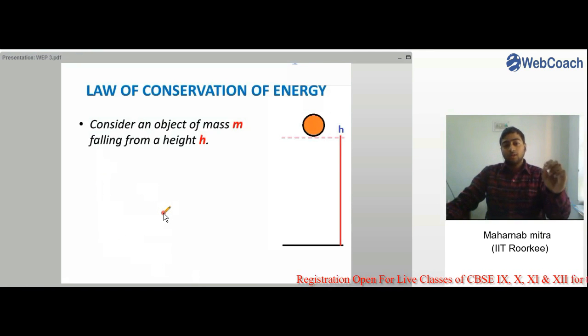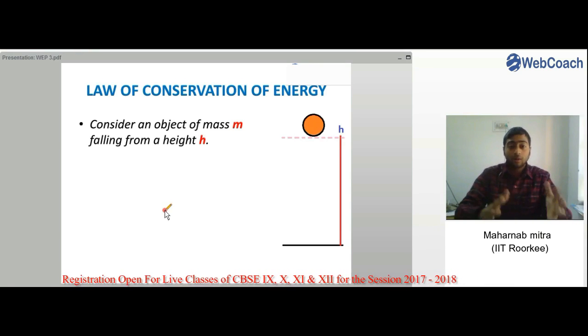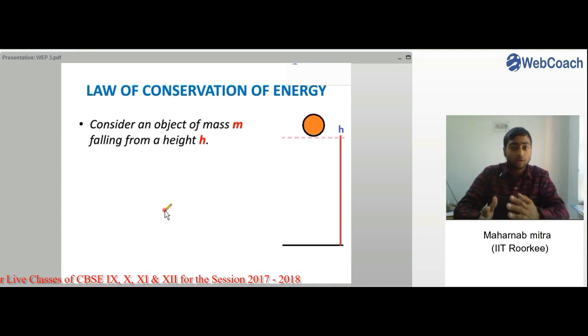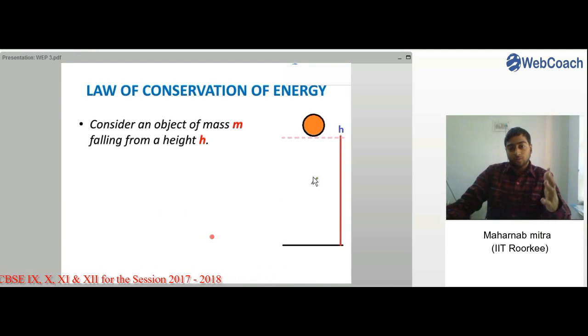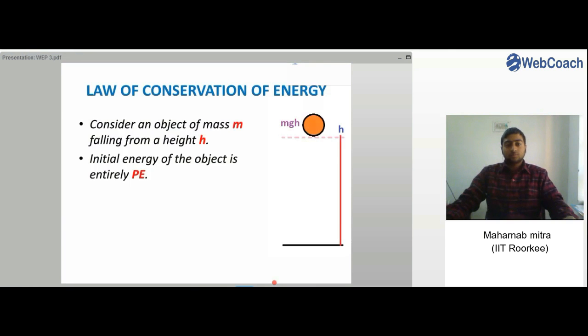So to find out, let us consider an object of mass m falling from a height h, right? And here we will mainly talk about the mechanical forms of energy, which are the kinetic energy and the potential energy. So this object having mass m is falling under the influence of gravity towards the earth, and this falling is called free fall because there is no obstruction in its path.